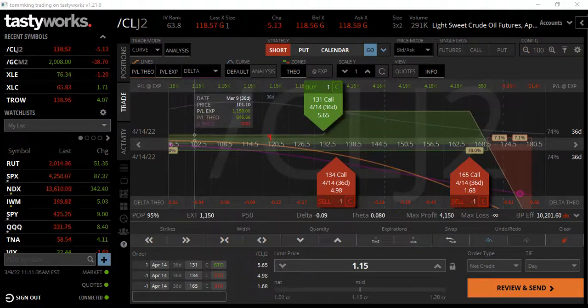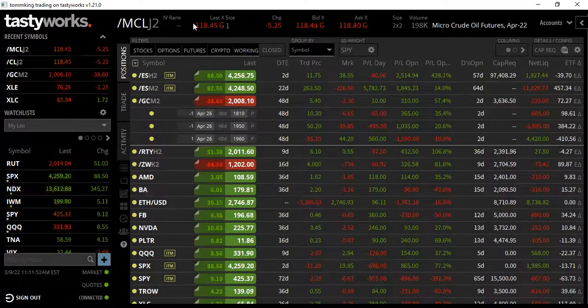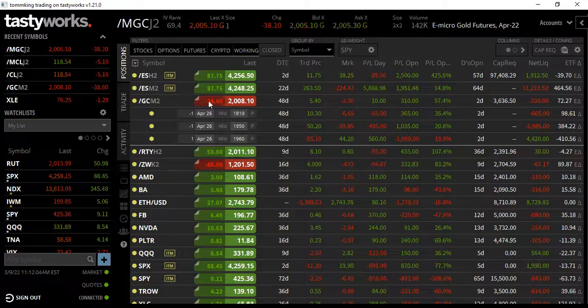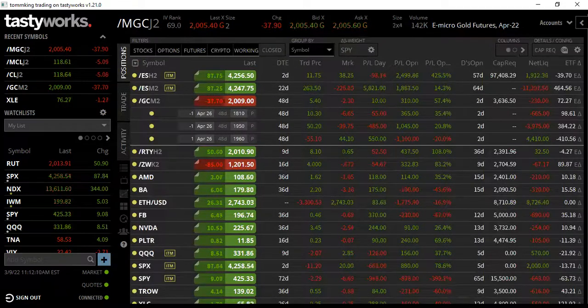If we continue to look at other places, okay, so here's your micro oil. You can buy it, you just can't trade options on it, depending on your account sizes. You just can't trade options on the micro golds or oils, but that's a pretty nice opportunity. So what's another way to trade oil besides the futures?